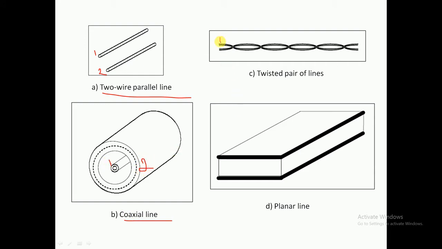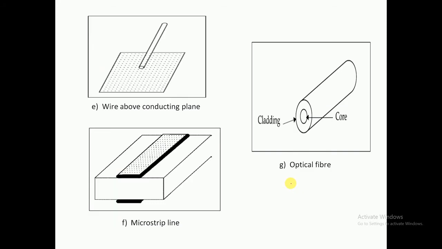Another one is the planar line. Actually, the planar line is also called parallel plate lines, or simply parallel plates. By seeing the figure itself it is clear, and we can see here the wire above conducting plane. That is also clear, because the plane is there and above it the wire is there. By the name itself it is very clear, and by seeing the figure we can understand easily. Another one is the microstrip line, and the last one is the optical fiber.